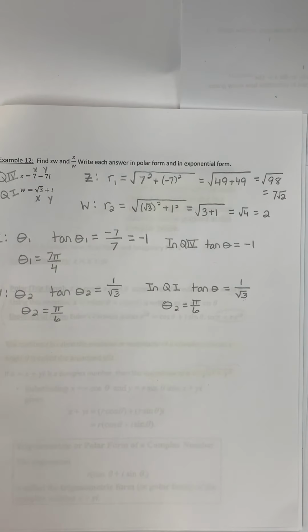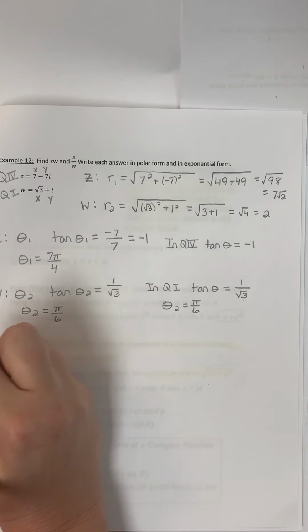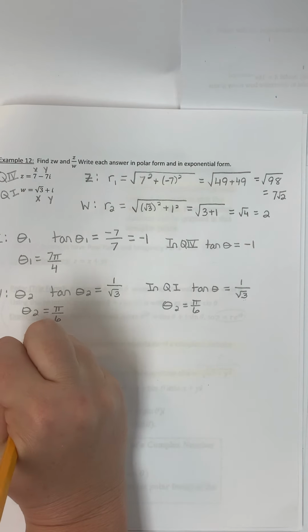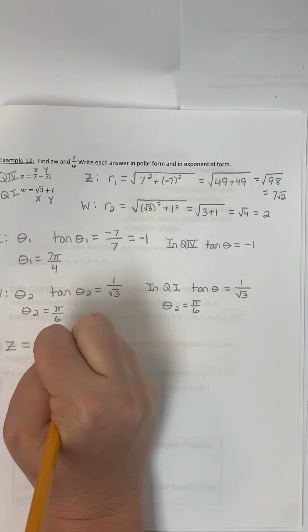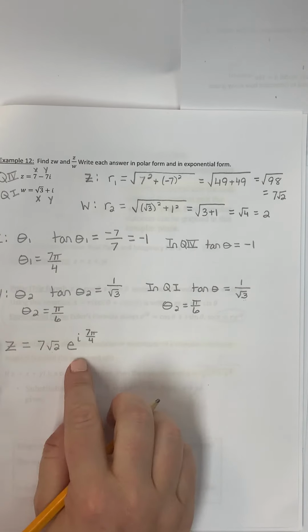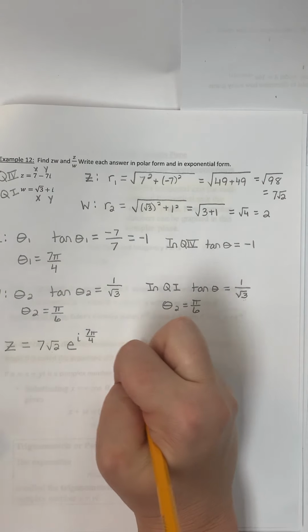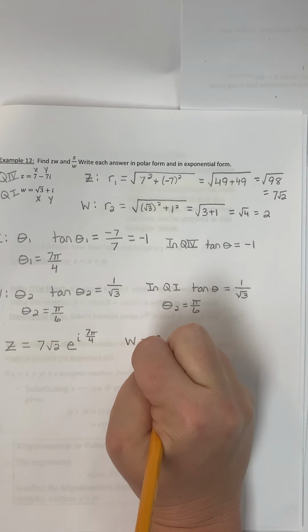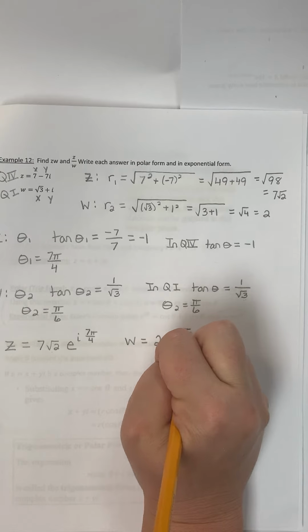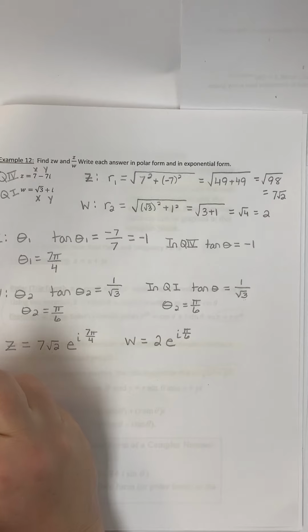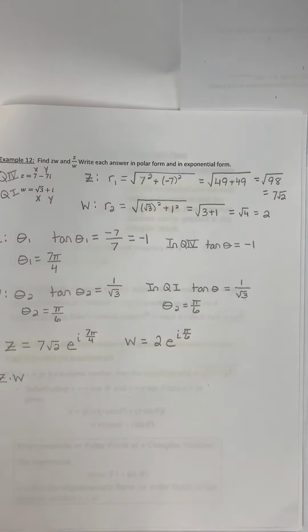There we go. Okay, now we can put this together a little bit. Let's take z. Let's write him in exponential form. His r is 7 root of 2 times e to the i times 7 pi over 4. That's his polar form. Okay, let's look at W. His r is 2 times e to the i times theta, which is pi over 6.